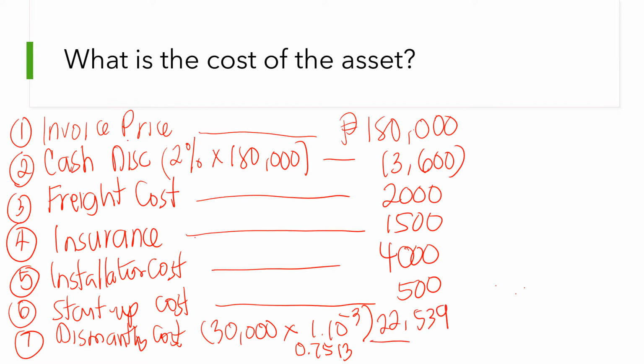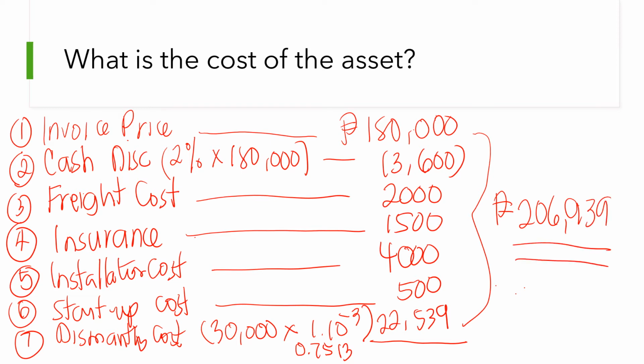So the present value is 22,539. Let's add: 180,000 minus 3,600 plus 2,000 plus 1,500 plus 4,000 plus 500 plus 22,539. So the total cost of our asset for financial accounting purposes is 206,939. This amount will be subject to depreciation.